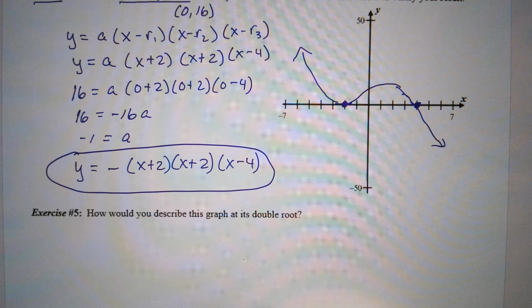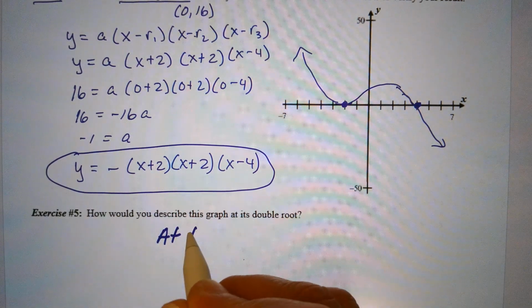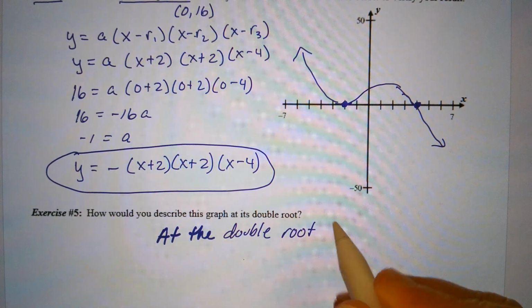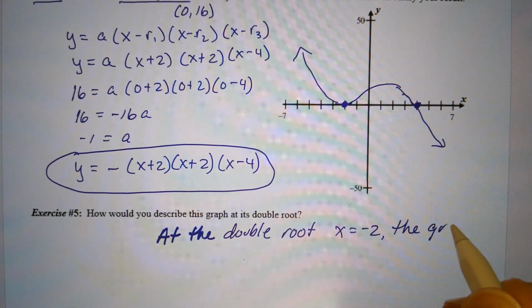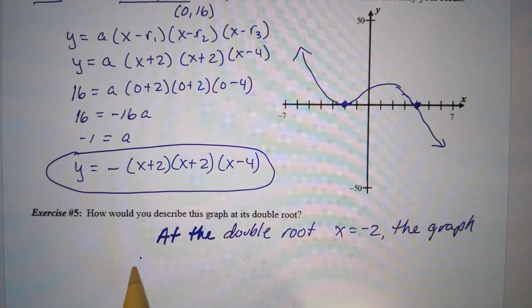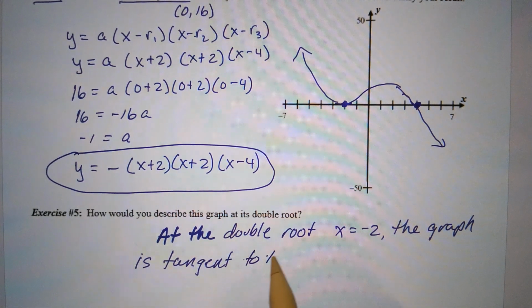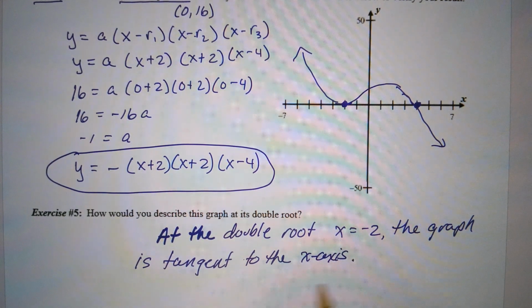How would you describe this graph at its double root? At the double root, x equals negative 2, the graph is tangent to the x-axis. Bounces off the x-axis.